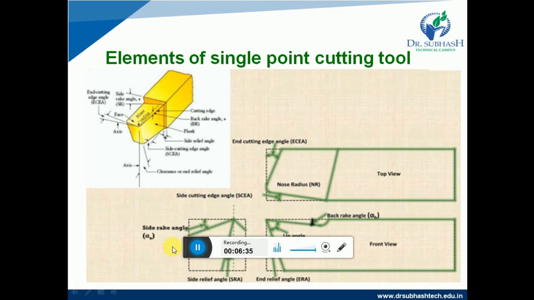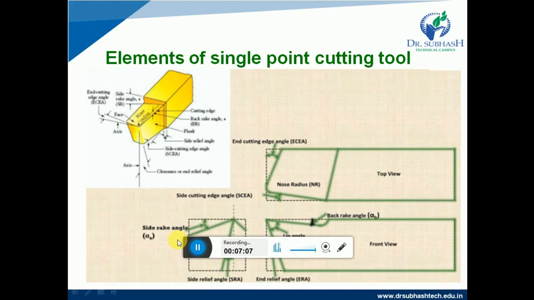Now what is the importance of back rake angle? It is the angle between the tool face and the line parallel to the base of the tool, measured in a plane perpendicular to the side cutting edge. The back rake angle is positive if the side cutting edge slopes downwards from the point towards the shank, and the back rake angle is negative if the slope of the side cutting edge is reverse. Back rake angle.